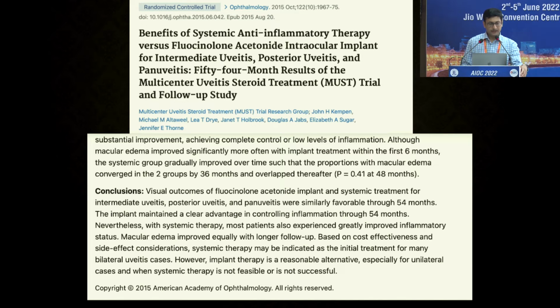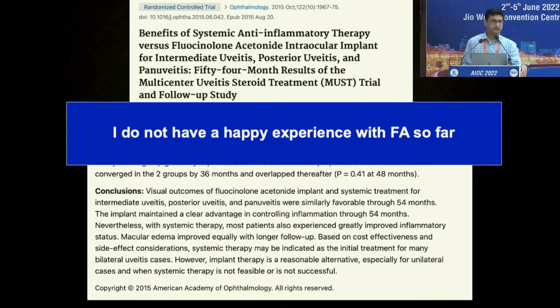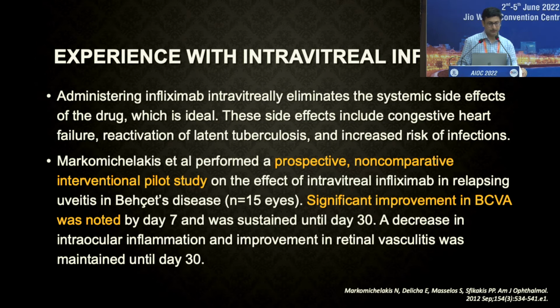The MUST trial also talked about the fluocinolone implant. Now, Iluvien has been recently FDA approved for non-infectious uveitis, but I do not have a happy experience because, 1, it's not as effective as Ozurdex, and 2, it does not last very long. It doesn't last more than 9 to 12 months. The company claims it's 36 months. I think that's not true.